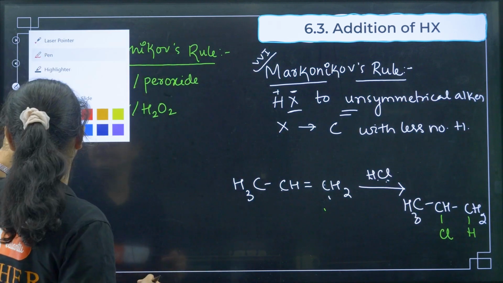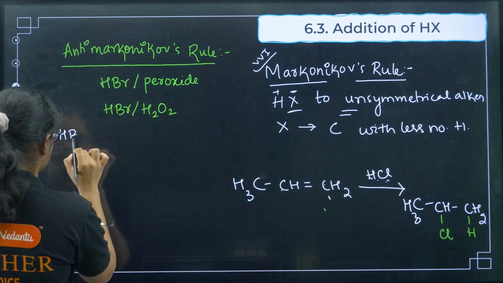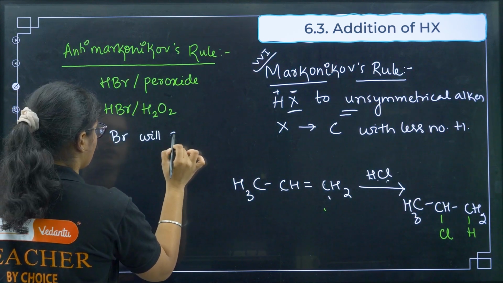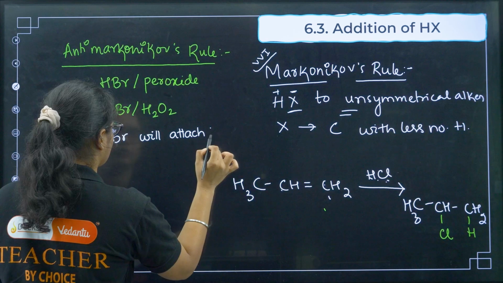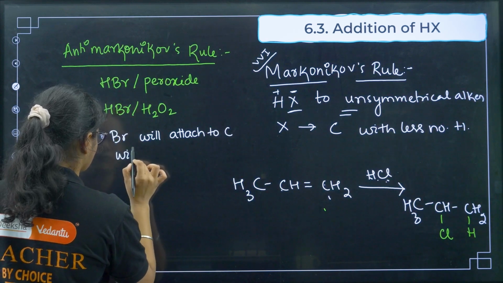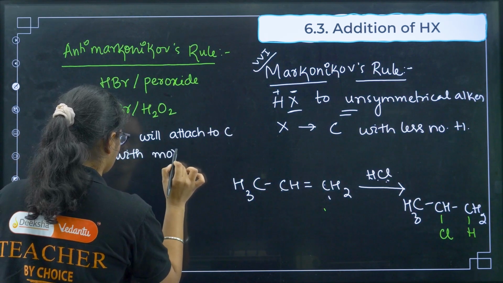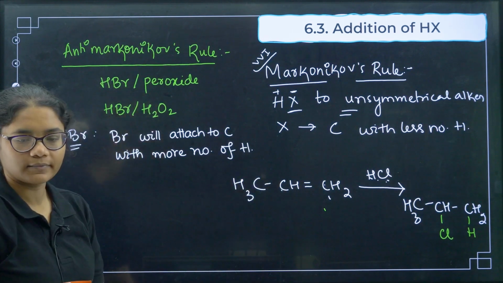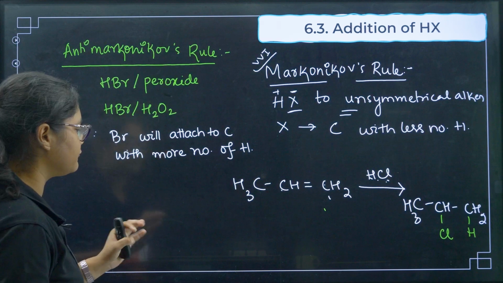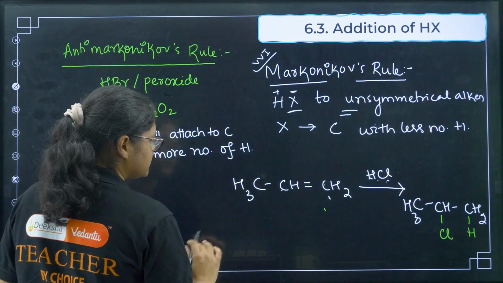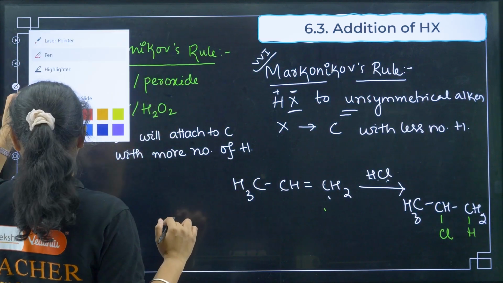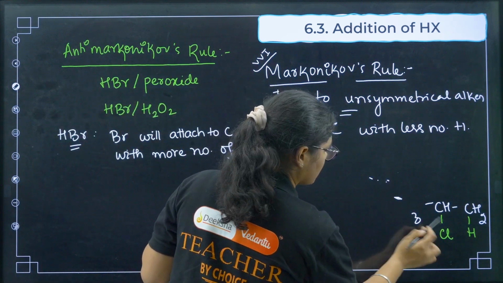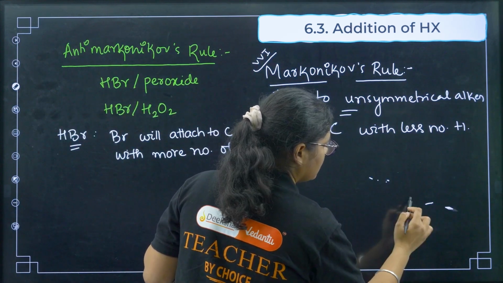What is the opposite thing here? If I have HBr, what is the negative part? Br. Br will attach to the carbon with more number of hydrogens. Clear? So I'll give you another example. Let me take this particular compound and give you 3 questions and let us solve them. Quickly we'll do it.